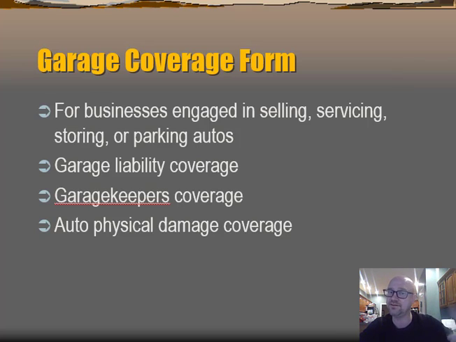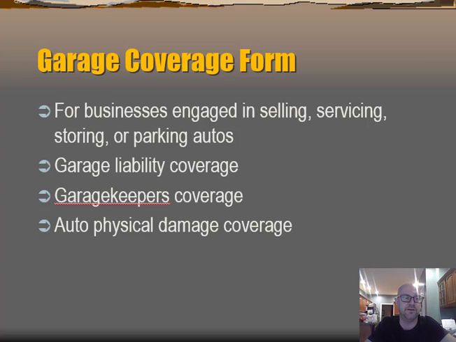Most other businesses have a CGL and then they have a commercial auto form if they have vehicles. But in the garage coverage form, you can get both the CGL coverages and the auto coverages all in one form. And so that'll give you liability coverage for a garage and then garage keepers coverage. And that's generally going to be handling your customers' vehicles there, the liability that can come from that. And then we can also build in auto physical damage coverage if we want. So those are the coverages we're looking at in the garage coverage form.